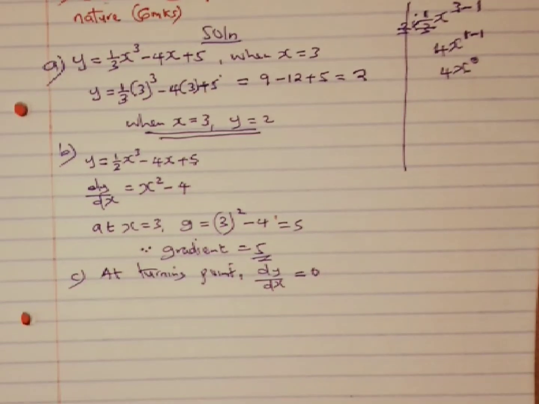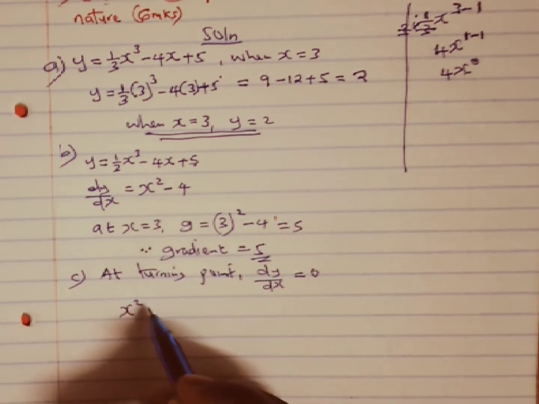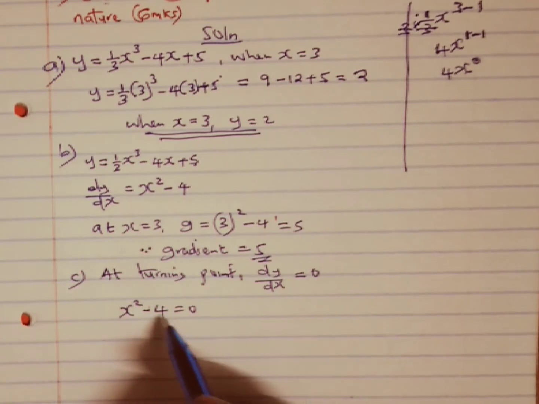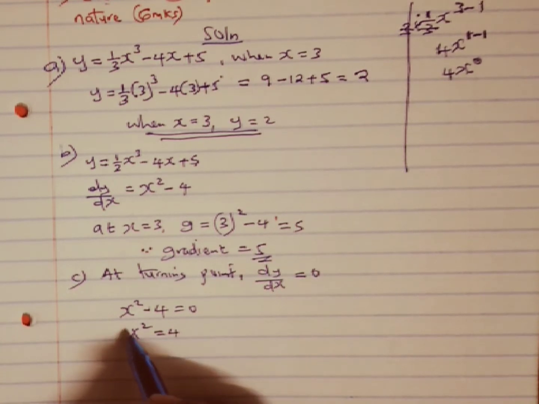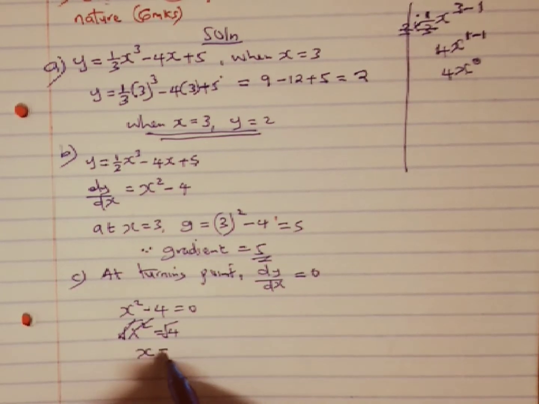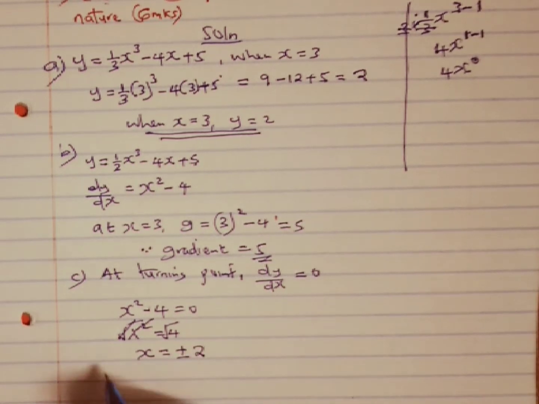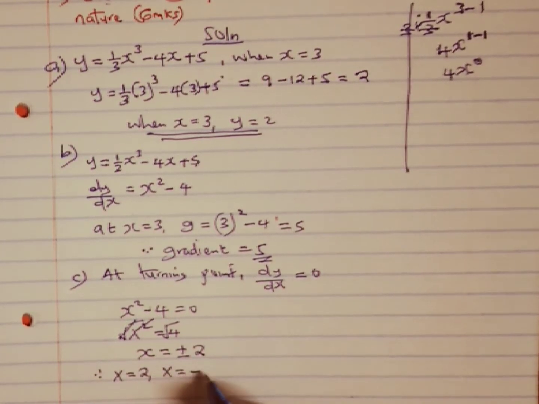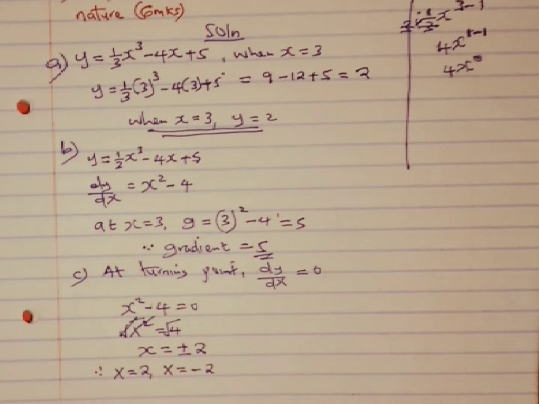Therefore, what do we do? We take the dy over dx, which we have already found to be x squared minus 4, and equate it to 0. If we take negative 4 to this other side, we remain with x squared being equal to 4. If you take the square root on both sides, the square and the square root will cancel, such that we have x being equal to plus or minus the square root of 4, which is 2. Therefore, we can say x will be equal to positive 2 and x will also be equal to negative 2. From there, we go down and get the point.